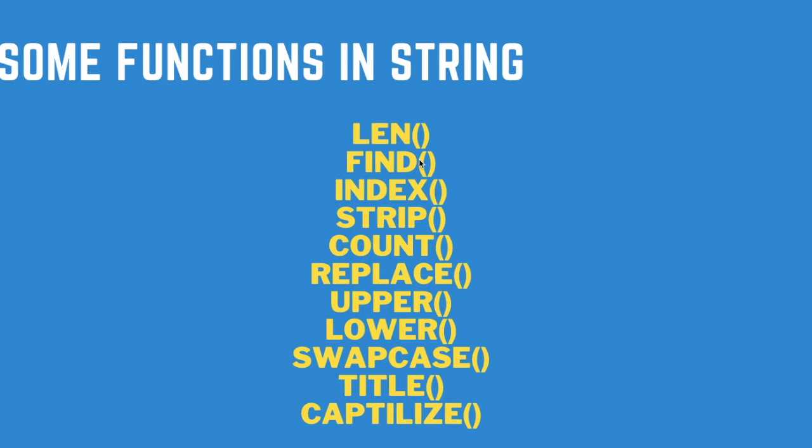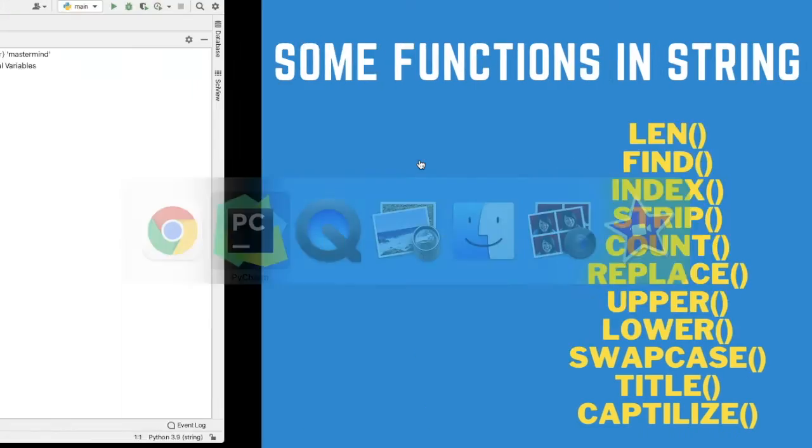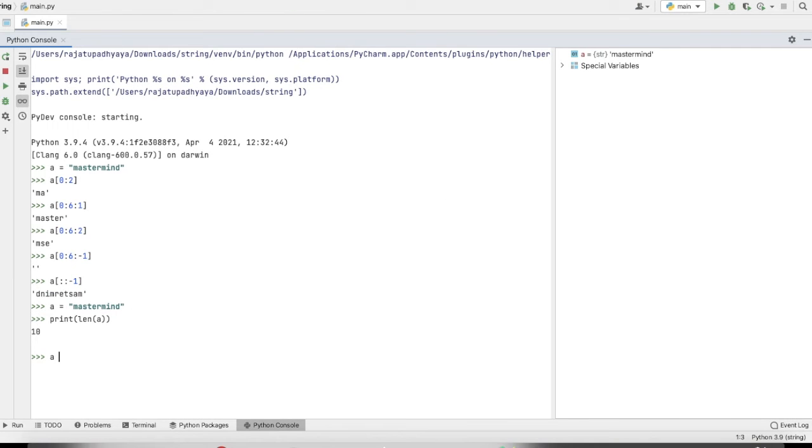Now the next one is the find function. Before moving to the find function, let me explain what a substring is. Here I'm taking one string, like my name is Rajat. If we fetch some part of this string, that will be a new string. That part of the string is known as a substring. Like this, we have fetched MA here, so this is a substring of A.